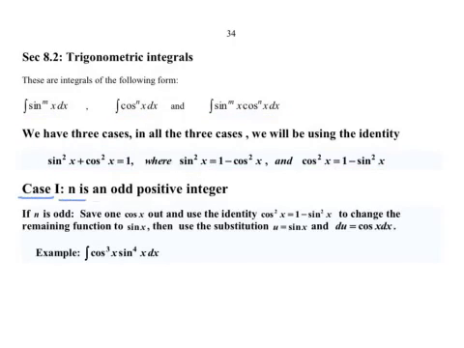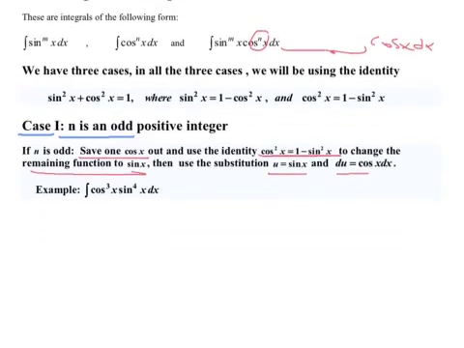Case 1: if n is odd, which is the power of cosine, then we are going to take one cosine out, as one cosine dx, and change everything into sine function using the identity cosine square equal to 1 minus sine square. Then use u and u prime. I think this can be seen nicely in the following example.